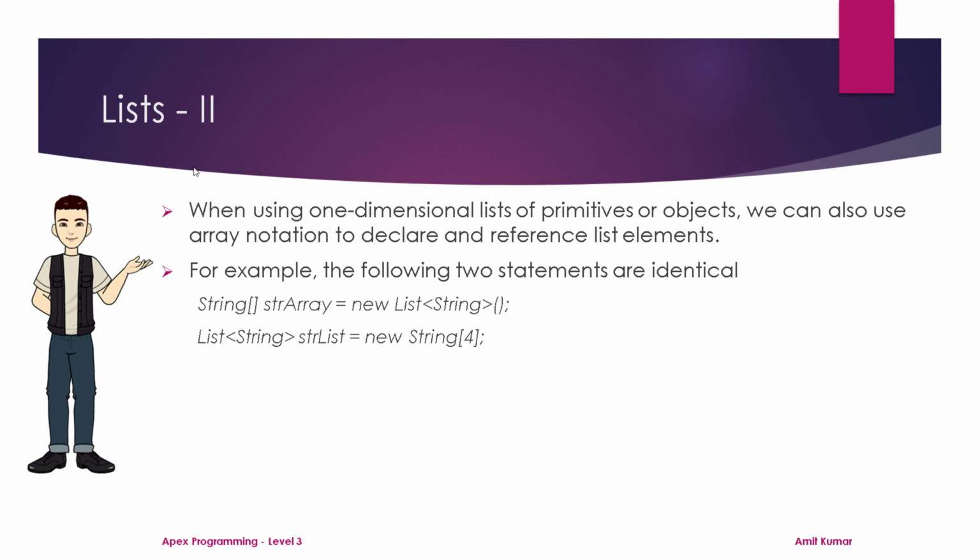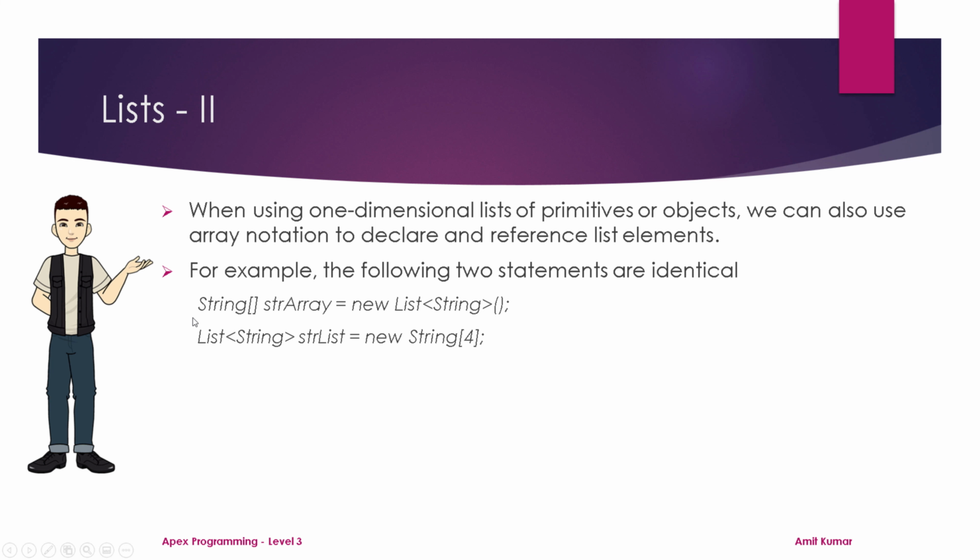Now for example, the following two statements are identical. You can see in the first statement we have declared it as string with square brackets. This is the array notation. So we can declare an array like this, and what we have done is we have declared it as an array but we instantiated it as a list. In the next statement we declared it as a list and instantiated it as an array.